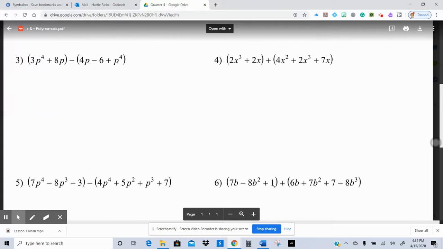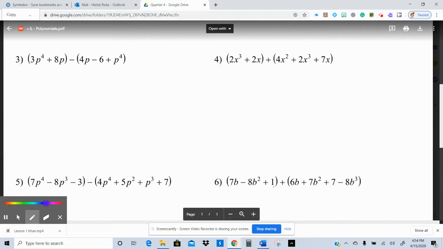So now we're going to look at number 3. And you'll notice here that this problem has 2 terms while this one only has 3. And then on top of everything else, I have a negative too. And when we have a negative, it means that everything inside the parentheses is going to be changed to the opposite.